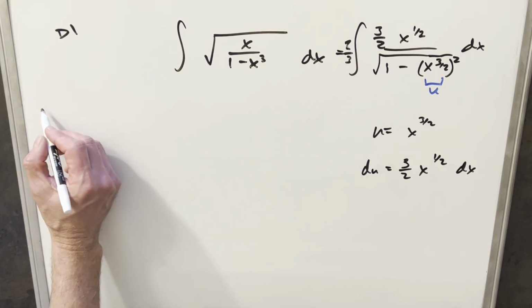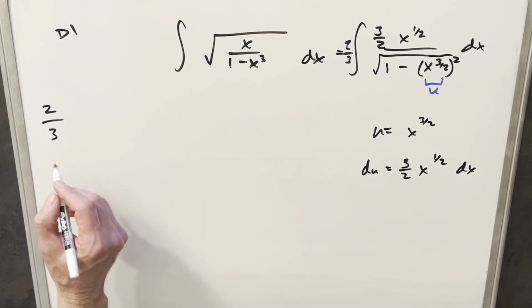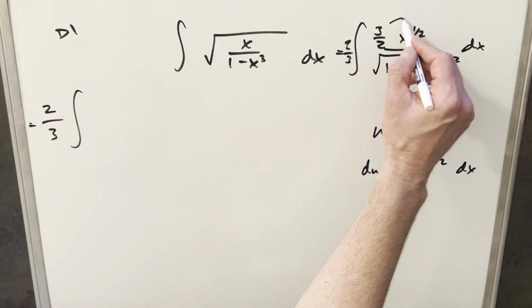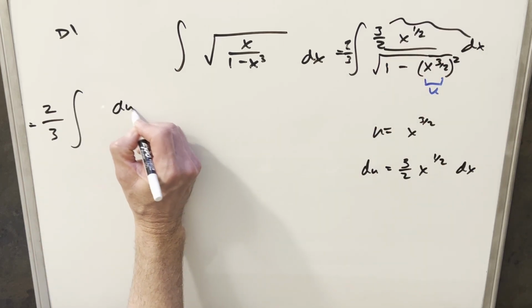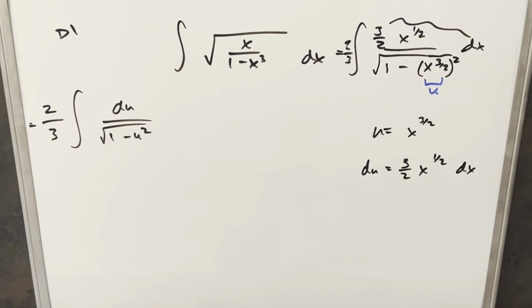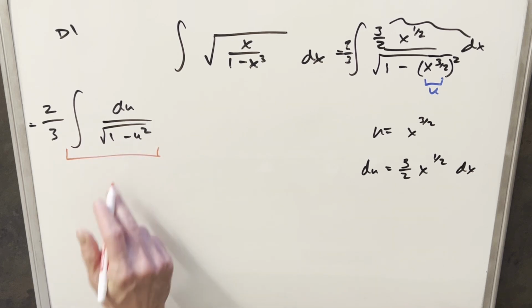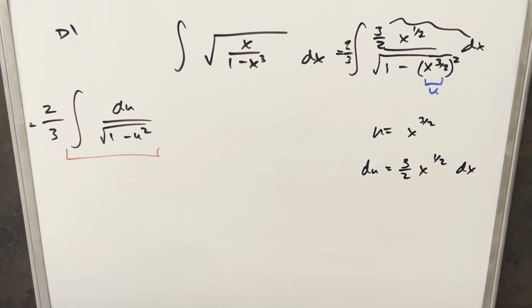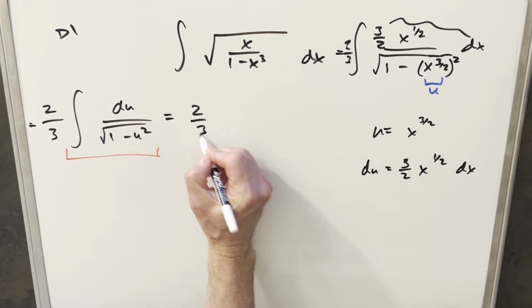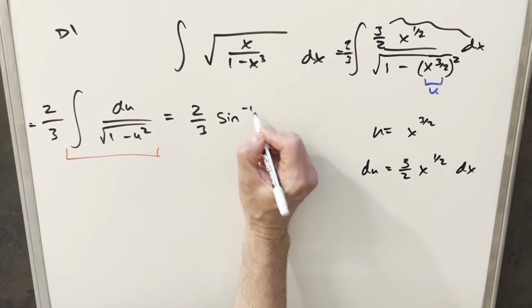So now we'll just go ahead with this thing over here to the left. This is going to turn into the integral of, again, this whole thing's our du, so this is just going to be du over the square root of 1 minus u squared. But that's some really good news because this thing right here is just the integral for arc sine. So what we have left integrating is just 2/3 arc sine of u.